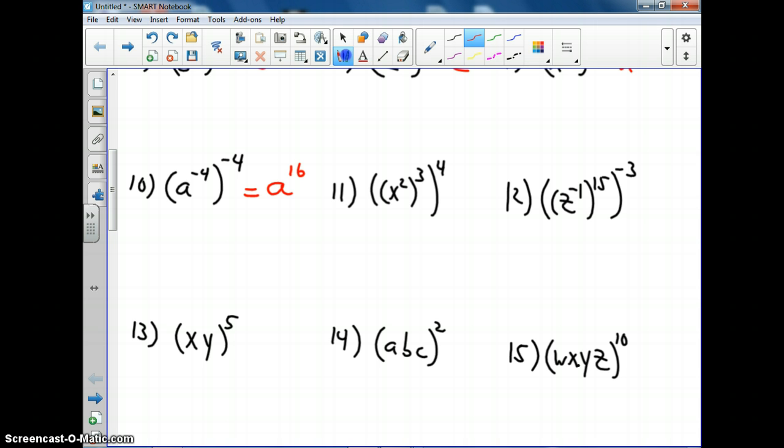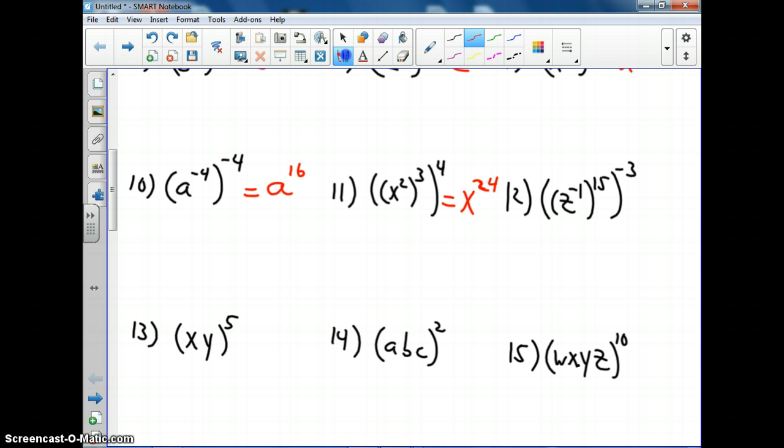Now look, here we've got 3 powers. Does that matter? No, it's still the same thing. So x to the 2nd to the 3rd to the 4th would be x to the 24, because 2 times 3 times 4 is 24. You start from the inside and go out. Good question. That's right. So how about number 12?